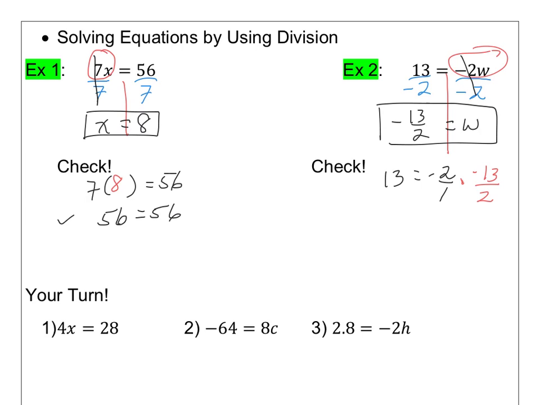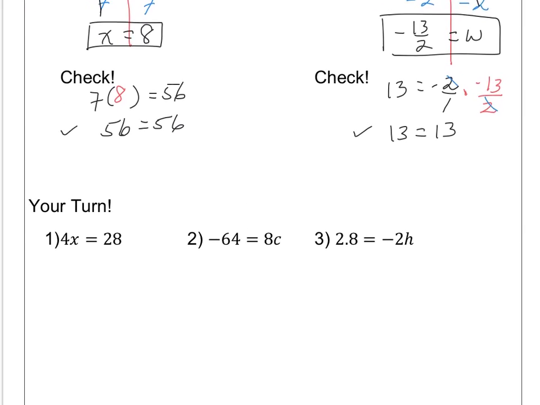So on the right hand side, the 2's cancel, but the negative doesn't. On the left, I've got a 13 equals, and on the right, a negative times a negative is a positive. 1 times 13 is 13. So it does check.